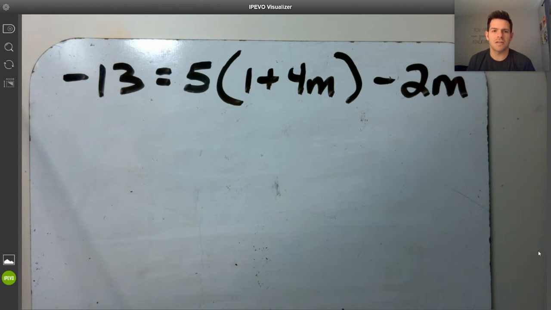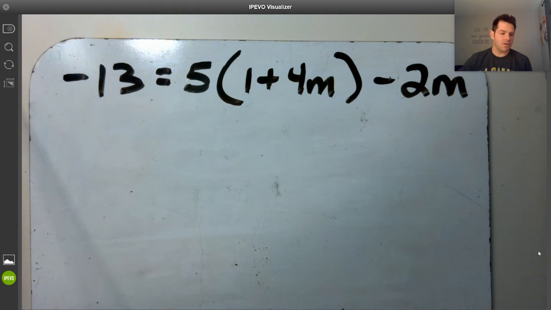We have negative 13 is equal to 5 times the quantity 1 plus 4m minus 2m. So a lot going on in this problem. We're going to have to do a lot of math, so let's go ahead and get to it. We've talked about two-step equations, distributive property, combining like terms, and the order in which we achieve those things. We want to make sure that we always do the distributive property first. So that kind of cleans things up for us. We get that multiplication out of the way.